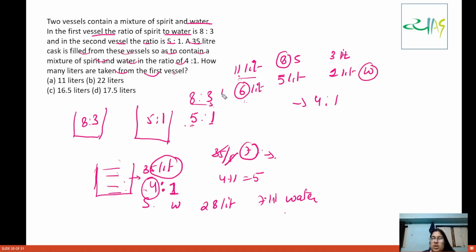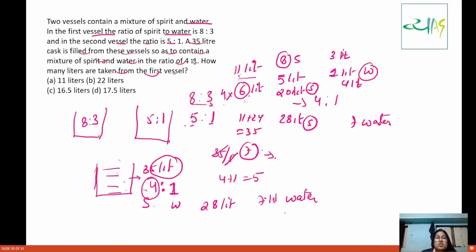But what if I put 24 liters from here? Then I will be putting 20 liters of spirit and 4 liters of water, because this seems to be very feasible for me because it is a 35-liter flask, and if I do 11 plus 24, I will get 35 liters. So when I do 20 plus 8, I will get 28 liters of spirit and 7 liters of water. So how many liters are taken from the first vessel? 11 liters only.